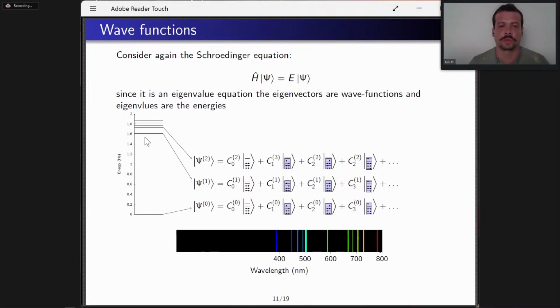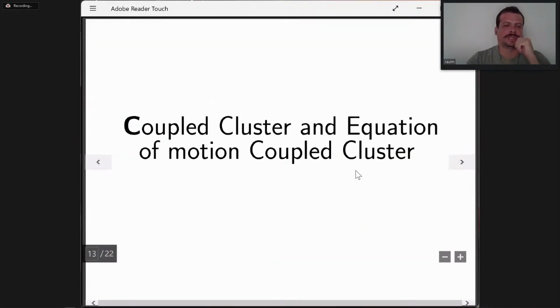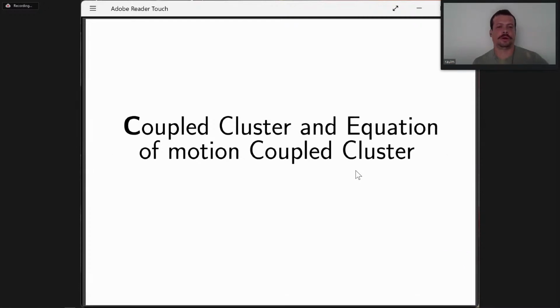Actually, there is a method to obtain all these wave functions and all of these energies, and it's called full CI, but it's really expensive. So it can only be used for small molecules or small atoms. But of course, we have a more economic way to also obtain all of the wave functions and the energies. These methods are called coupled cluster and equation of motion coupled cluster. So now we can talk about them with this background.